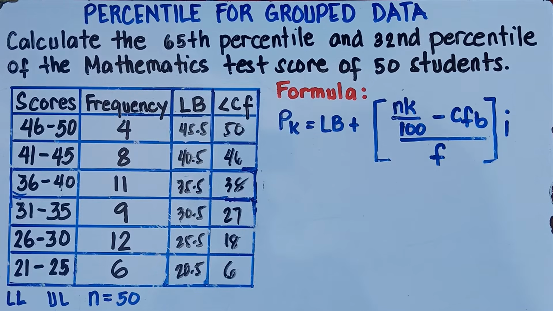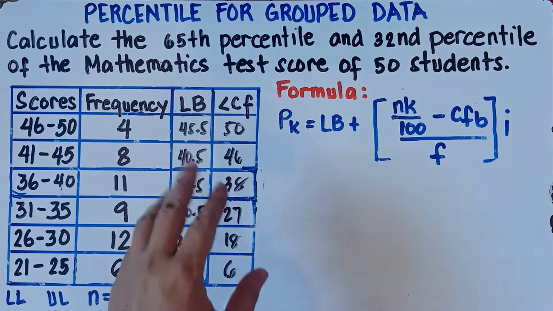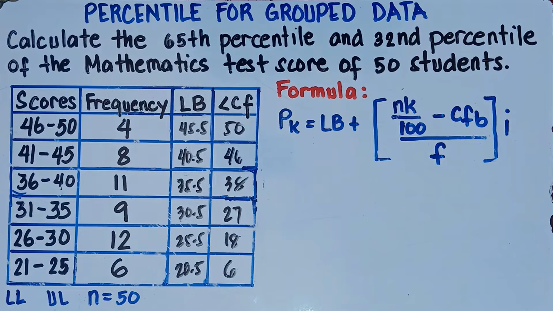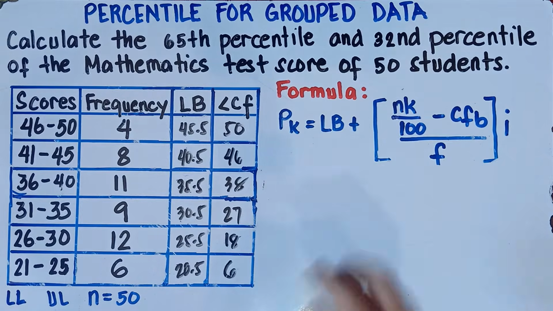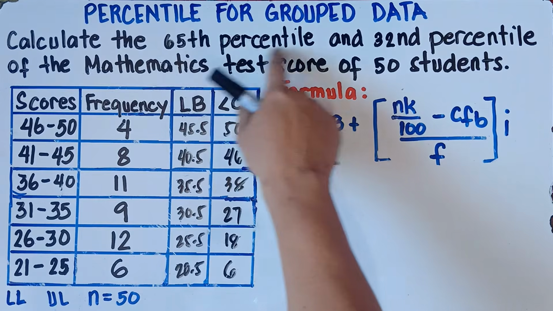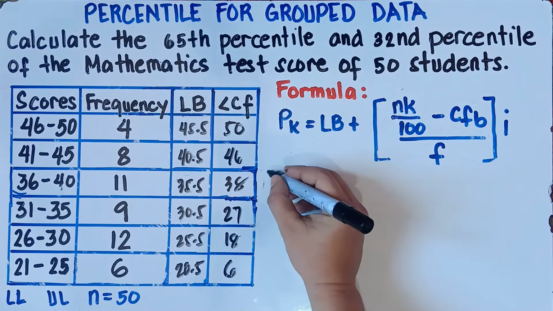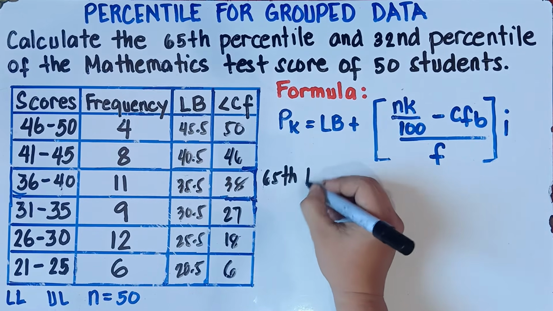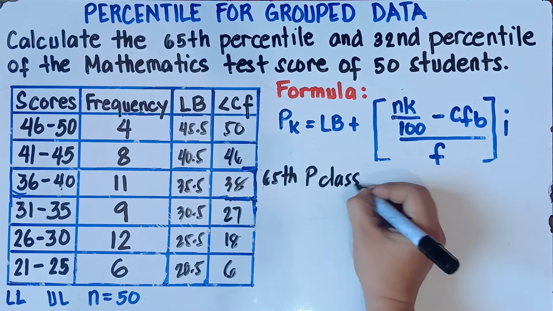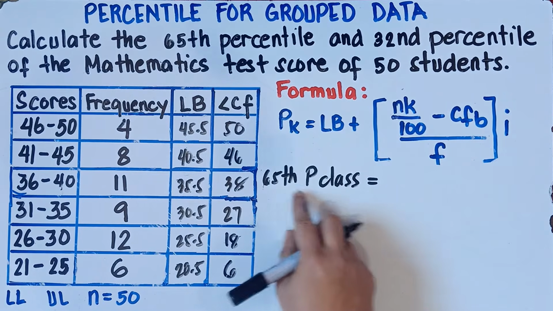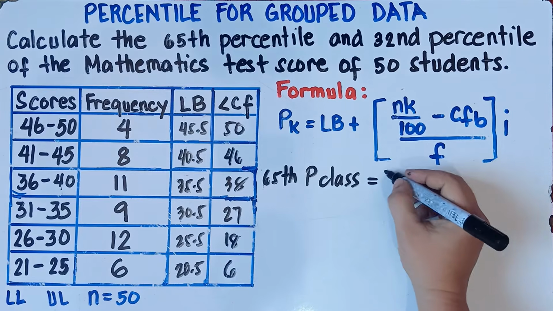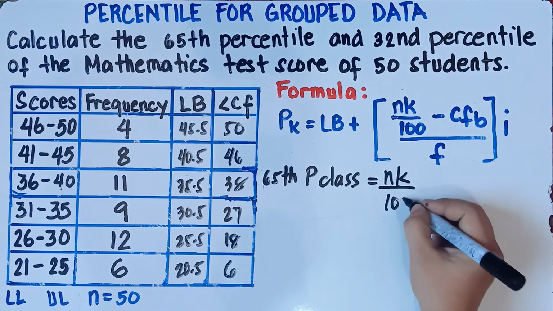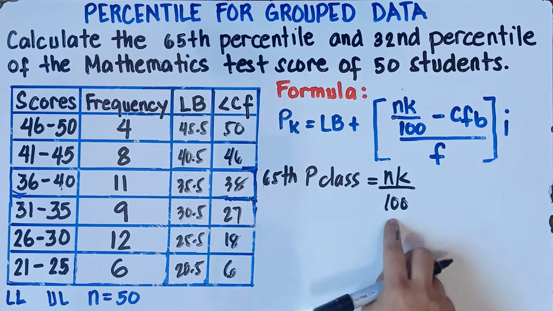Alright, so once you're done filling up lower boundaries and less than cumulative frequency, the next step, class, is you need to find the percentile class. Once again, before using the formula, first step, find the percentile class. So we're looking for the 65th percentile class. I will just put P class, we don't have enough space. And the formula is NK over 100. So this is the formula, NK over 100.